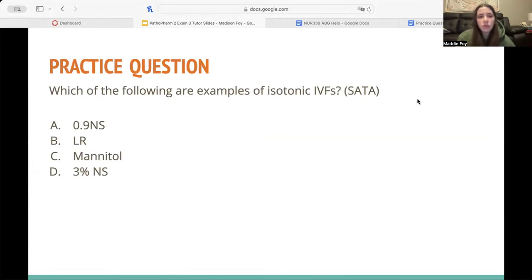Here's our first question. Which of the following are examples of isotonic intravenous fluids? Perfect. Yes, lots of right answers. A and B. C and D are going to be your hypertonic fluids.